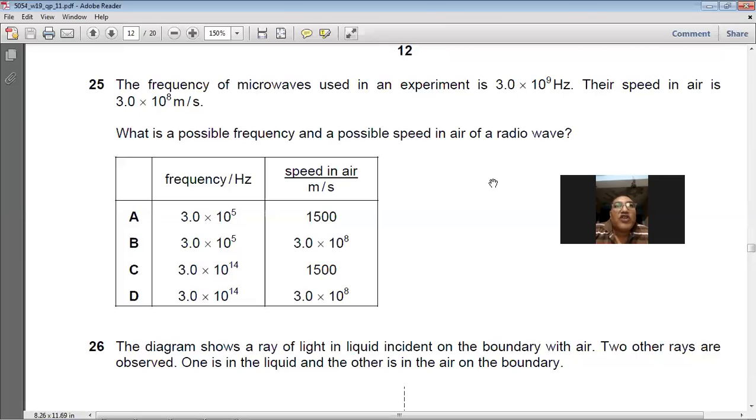So out of B or D, B looks like the good option, sir. 3 × 10^5 is the frequency, because this frequency is less than the 3 × 10^9 hertz, and the speed of the radio wave is also 3 × 10^8. So B is the right option, sir. You don't have to memorize these numbers, you just have to compare them. And one fact you should know is that the radio waves have less frequency than the microwaves. So B is the right option.